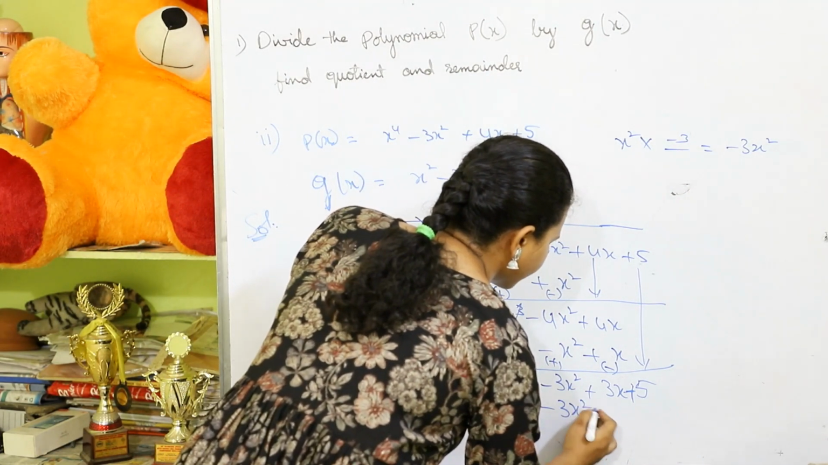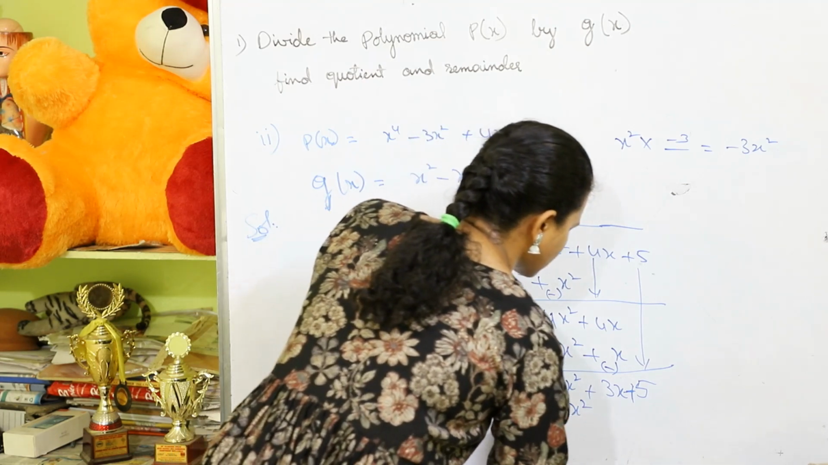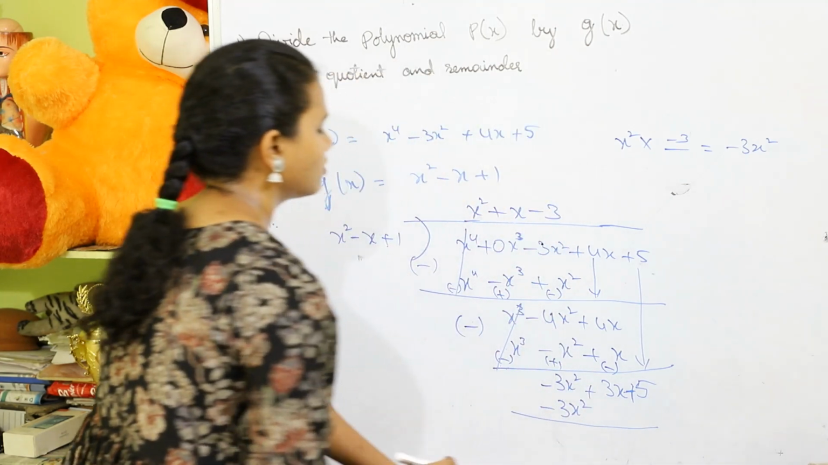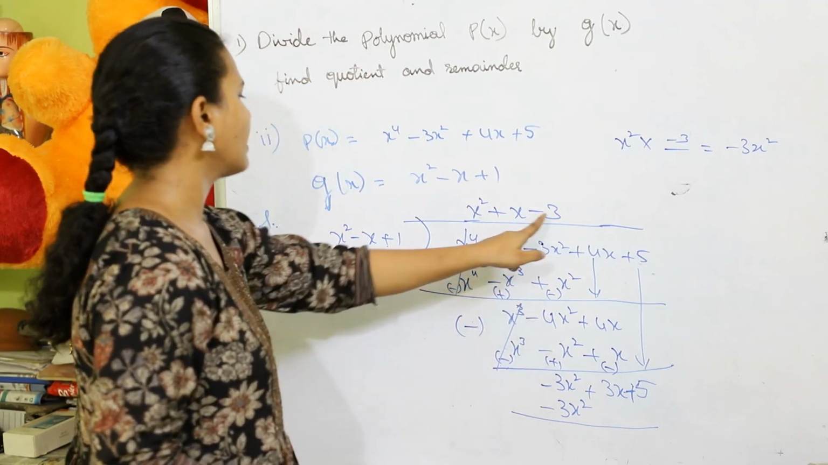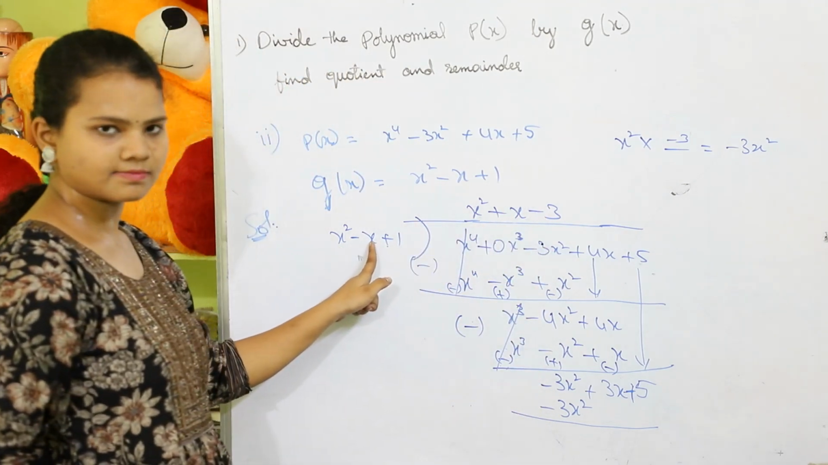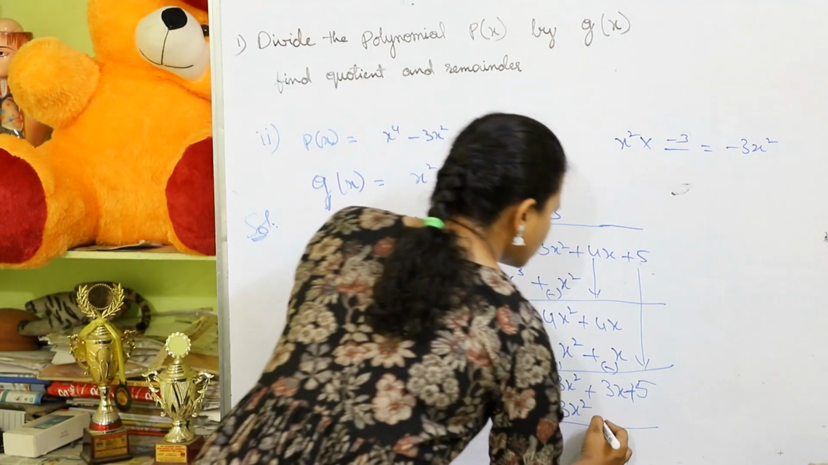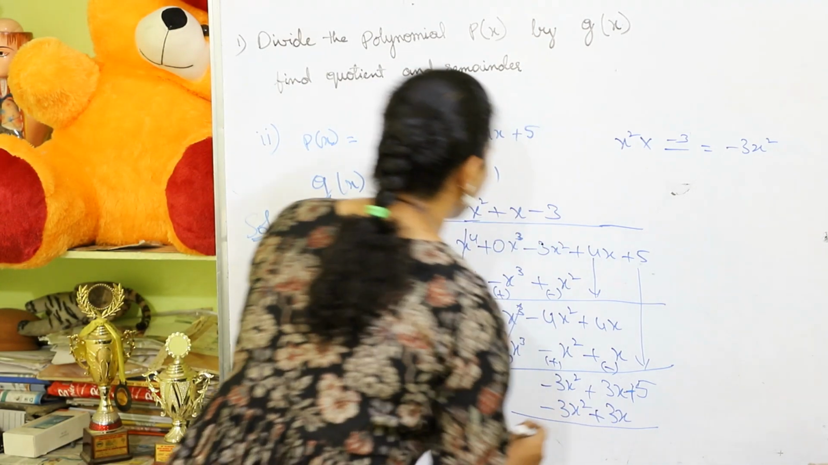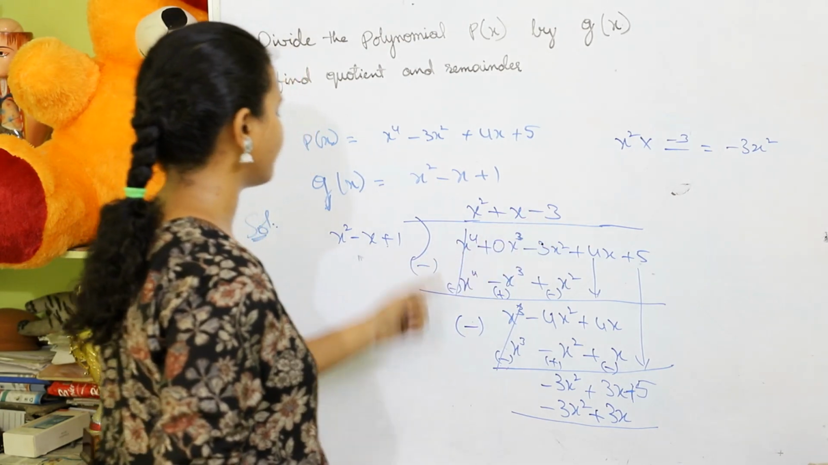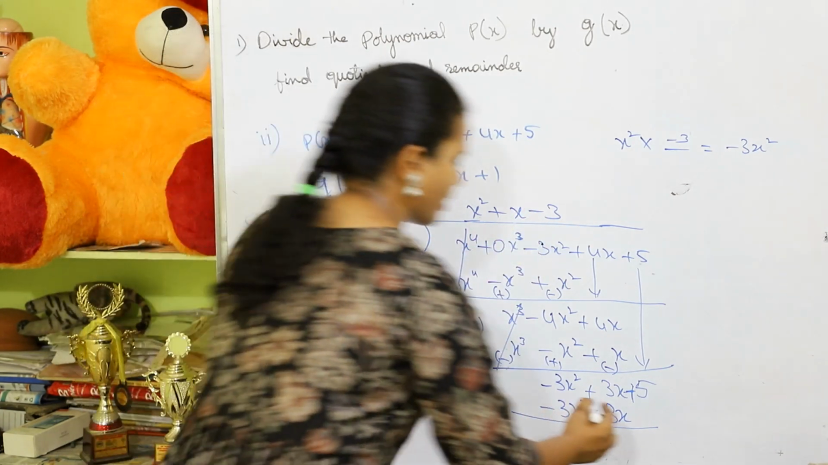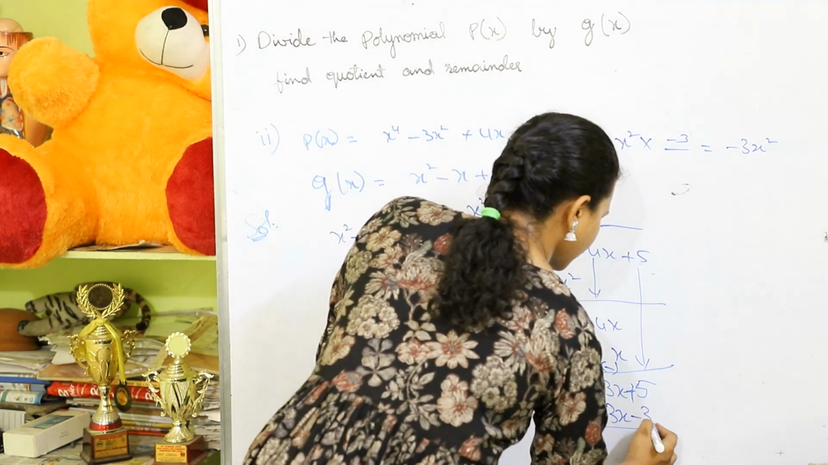Minus 3x square, as here or over here. So minus 3x square over here. So minus 3 into x square, minus 3x square. Again minus 3 into minus x: minus into minus is plus, right? So plus 3x. Clear? So minus 3, plus 1 into minus 3. Plus into minus, so minus 3. This becomes 3, 1, 3, right?